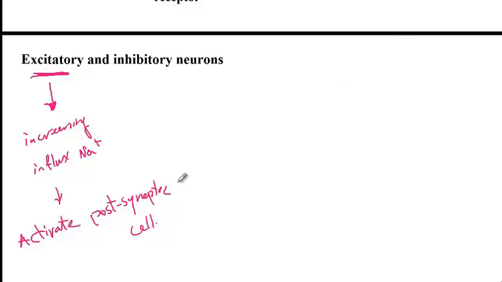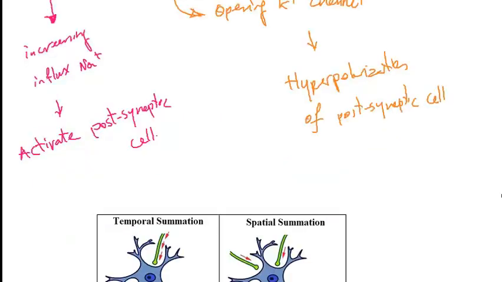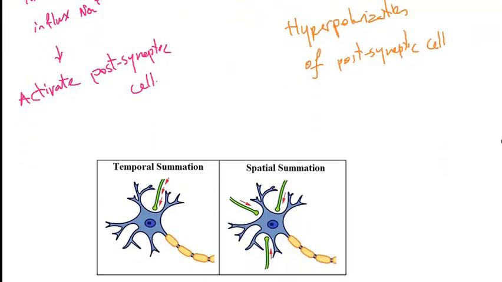Versus the inhibitory neurons, which trigger opening of potassium channels, as a consequence of which potassium will leak out of the cell and cause hyperpolarization of the postsynaptic cell. Therefore these types of neurons are referred to as inhibitory neurons because they prevent any response initiation from the postsynaptic cells. Next, I would like to discuss the summation phenomenon.